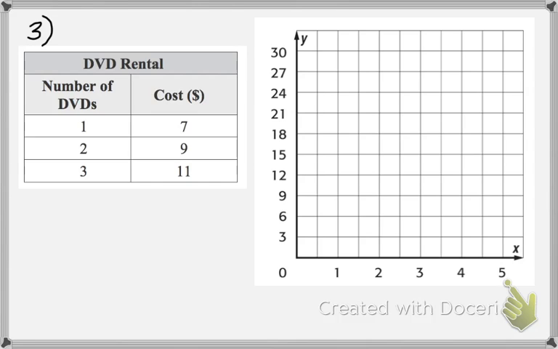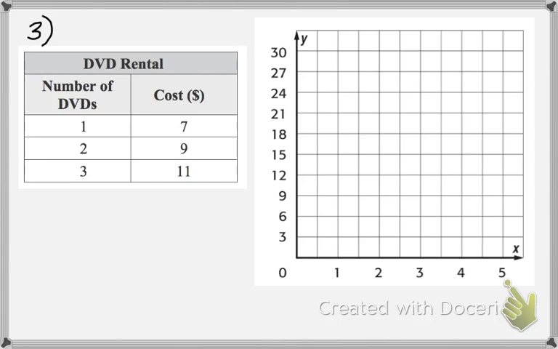Okay, number 3, DVD rental. Okay, so number of DVDs and the cost are the two quantities that we're working with. Okay, and again, we have our coordinate plane. So let's figure out the dependent and the independent variable. Okay, so again, remember with that, we're looking for one of the quantities depends on the other one to change.